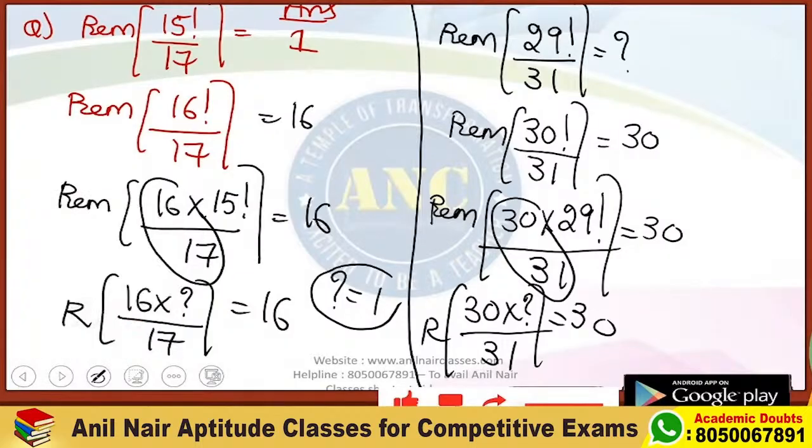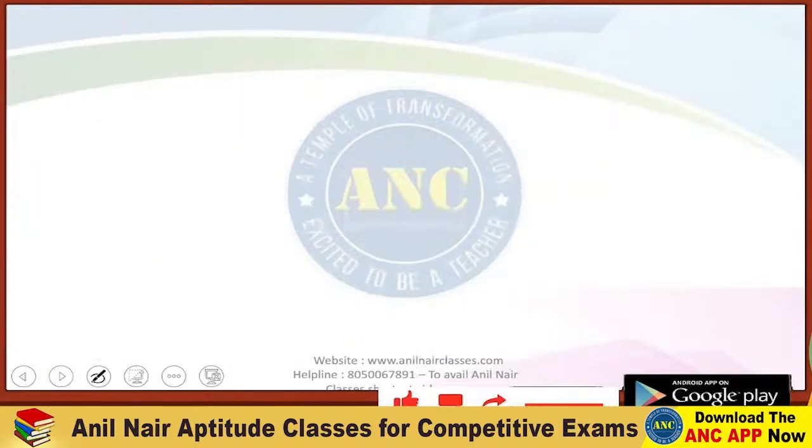Otherwise, you can use the conclusion: P minus 2 factorial divided by P, the answer is nothing but 1. Now, suppose P minus 3 factorial.